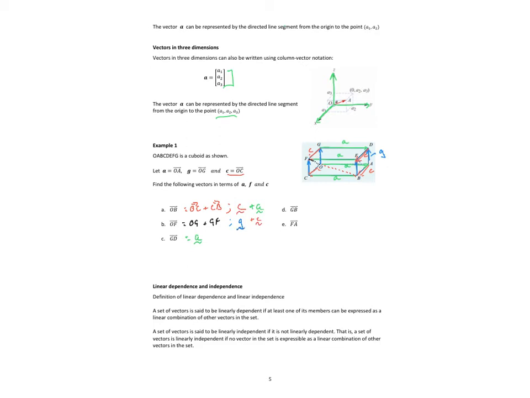What about GB? GB is top diagonal, bottom right. Yeah, so I could go, and it doesn't matter which way we pick, I could go from G to D plus D to E plus E to B, which is equal to GD is equal to the green line A, DE is equal to the red line C, and EB is the opposite direction to the blue line, so it's minus G.